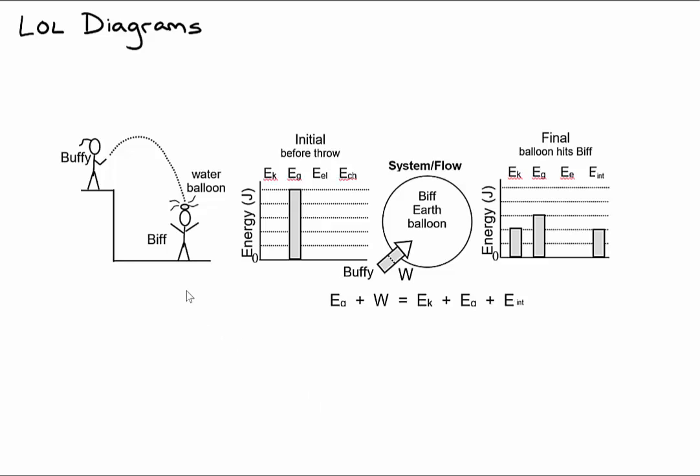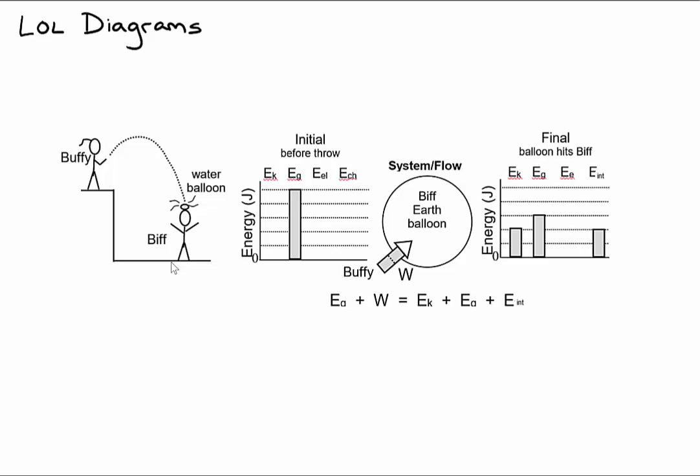So we're just going to consider as an example this situation here where Buffy is throwing a water balloon and it lands on Biff's head. In this case, the system, as I said before, contains Biff, the Earth, and the balloon, but it doesn't contain Buffy. The zero position for the gravitational potential energy is the floor that Biff is standing on, so it's down here. So that balloon starts off with a reasonable amount of gravitational potential energy because it's up above that zero point.